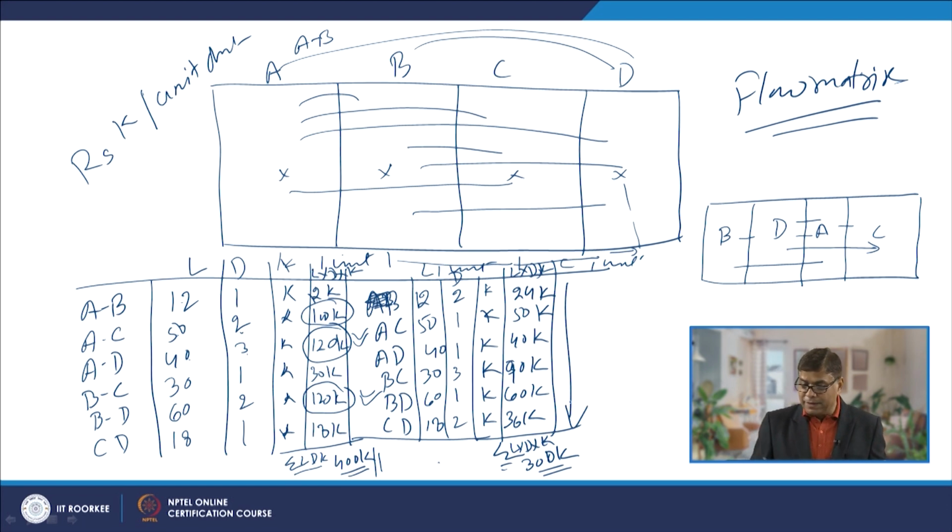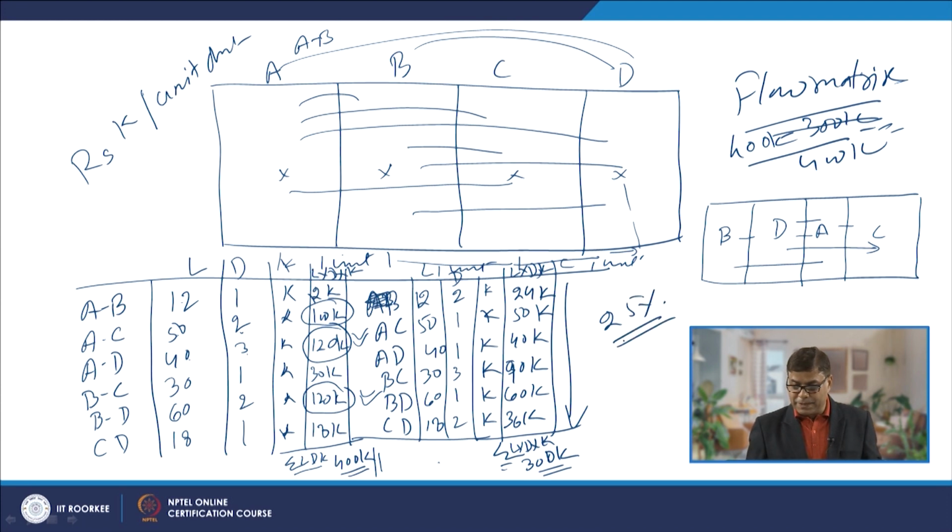So there is a reduction of 400 K minus 300 K divided by 400 K. So this will be causing the reduction in the cost by 25%. So a significant improvement will be there with the revision of the layout.